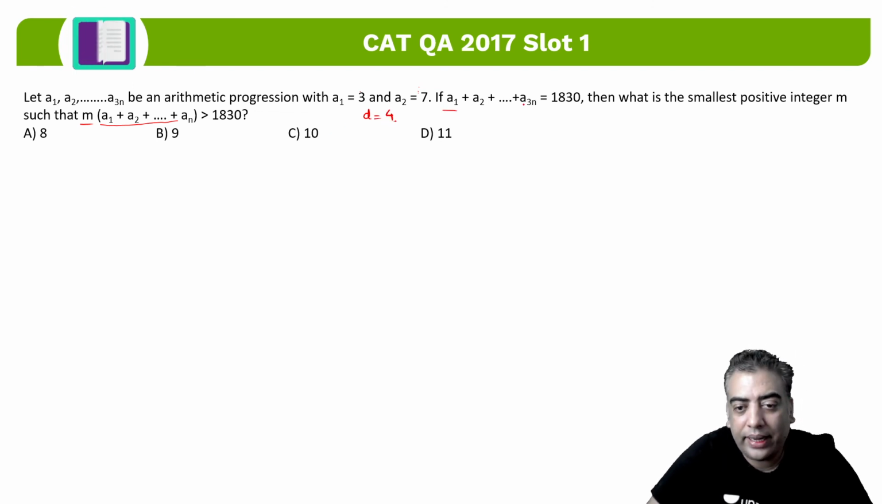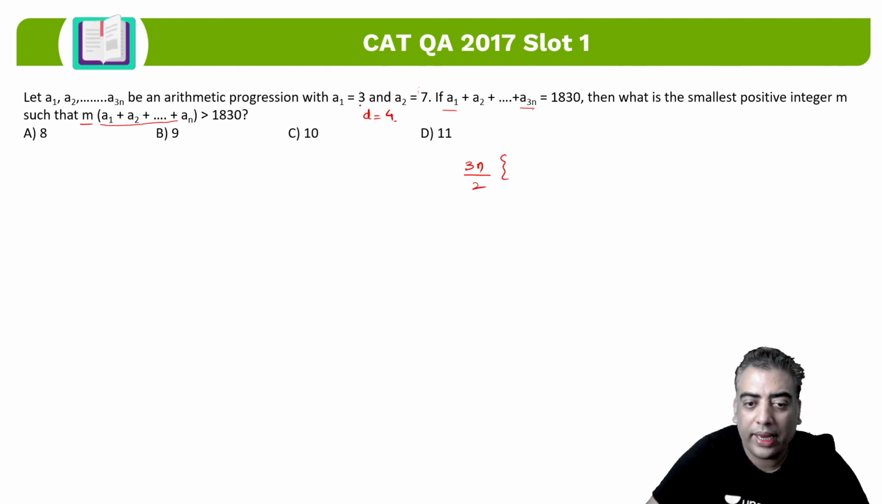So from A1 to A3n, the total number of terms is 3n. I'm using the standard formula for the sum of an AP, which is n by 2 into 2a, where the first term is 3, plus n minus 1 into d, which is equivalent to 1830.